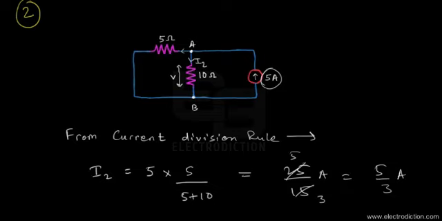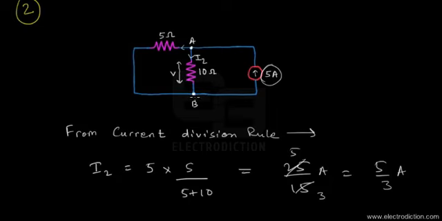Now from the superposition principle, we can find the net current that should enter into this 10 ohm resistor. So let's go on to step 3.